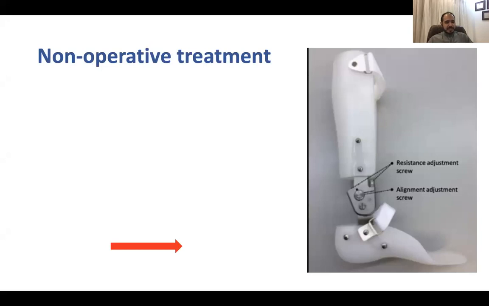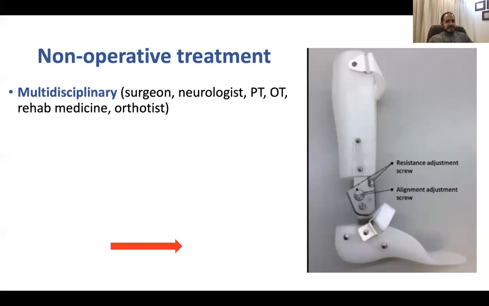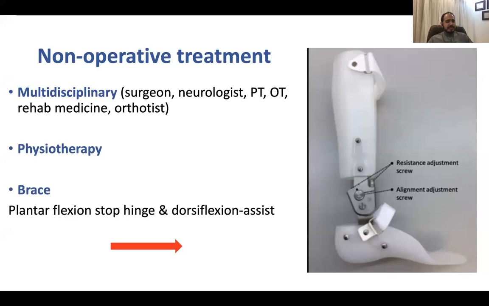So Ms. Shahad has covered this already, but just to reemphasize, non-operative treatment for these patients is usually multidisciplinary, because there are surgeons, whether it's a spine surgeon, the neurosurgeon, or peripheral nerve surgeon, or the orthopedic foot and ankle surgeon, there's a neurologist usually involved, a physiotherapist, occupational therapy, rehab medicine, an orthotist. And the physiotherapy has a great role in the beginning to provide range of motion exercise to keep the joint supple and prevent deformity. Brace that we mentioned, and it's mostly a plantar and ankle AFO brace, which provides a plantar flexion stop hinge and assists in dorsiflexion.